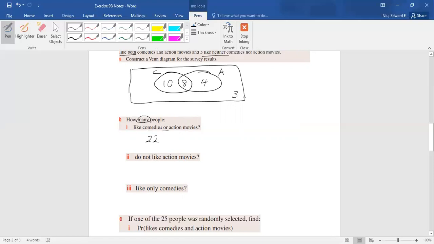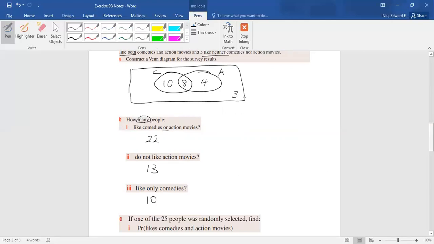How many people do not like action movies? Well, 12 people like action movies. We've got 10 people who like comedy exclusively, and then 3 people that like neither. So we have a total of 13 people that do not like action movies that were surveyed. How many like only comedies? Well, that's just the 10, not including the middle, because the people in the middle likes action movies as well. All right, so here we have 10 people who like comedies.